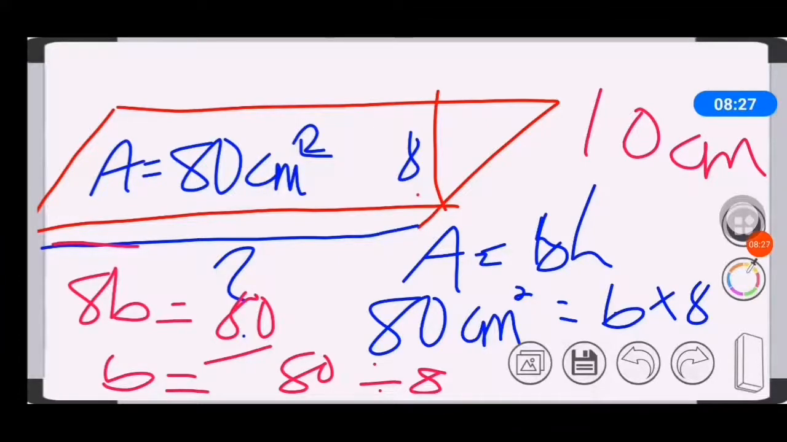Got it? Great. So if you are given the area and you need to find the other side, all you have to do is divide the area by the given side. If you want to find the area, you need your base and your height, and you multiply them.